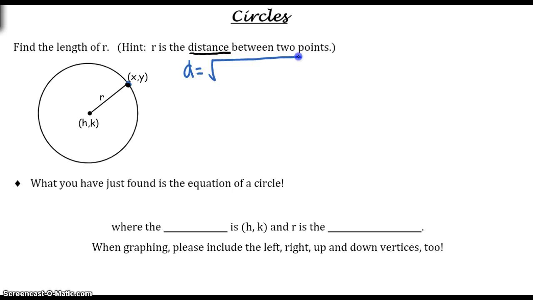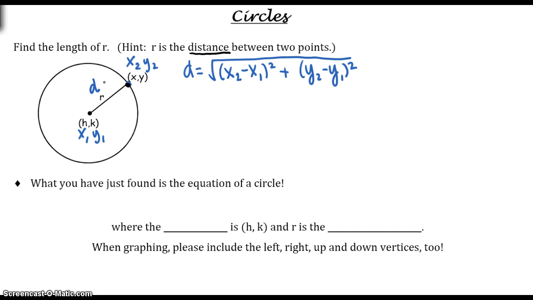The distance formula is X sub 2 minus X sub 1 quantity squared plus Y sub 2 minus Y sub 1 quantity squared. So what we're going to need to do is label our two points as X1, Y1 and X2, Y2. So here I'm going to label this x sub 1, y sub 1, and I'll label this as x sub 2, y sub 2. Now our distance is from here to here, correct? Well, that distance here is called a radius. So our distance is actually a radius.